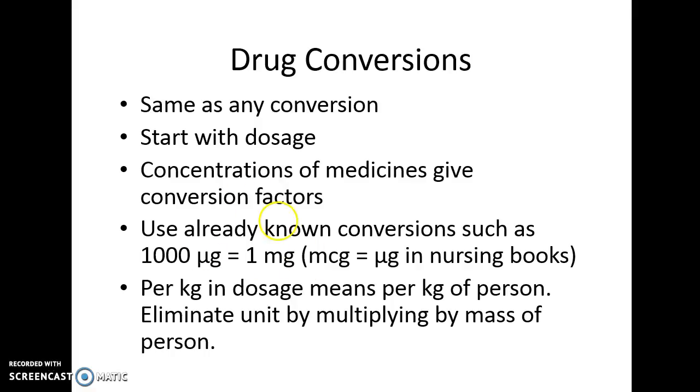And then you have to know your conversions from the metric system also, and pound to kilogram conversion. If you ever see per kilogram in a dosage, that means per kilogram of person. So you have to get rid of that in any dosage problem that is for an individual patient with a given mass, and you eliminate that unit by multiplying by the mass of the person.